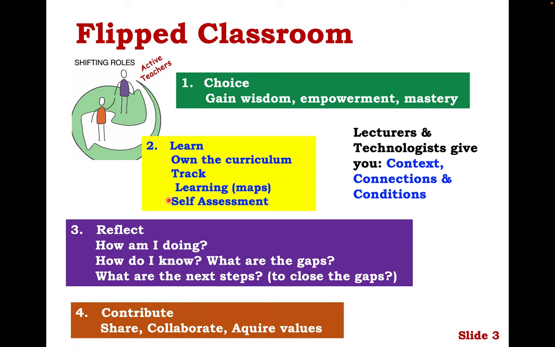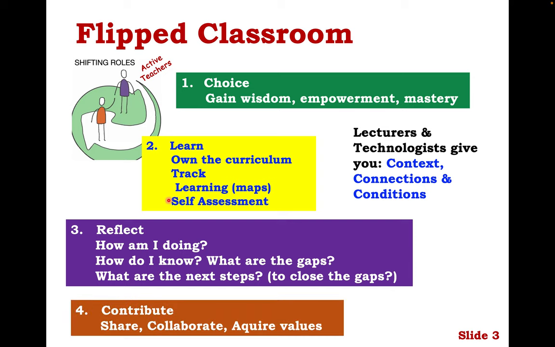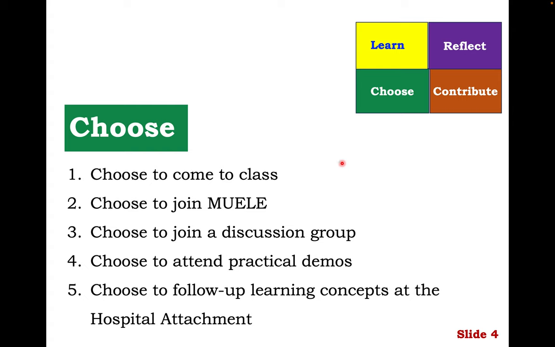After the reflection, you're going to contribute, share, collaborate, and acquire values. And by this, you'll be closing the gaps that you didn't know, with your friends and your peers and your lecturers contributing towards your learning. So let's look at these four concepts in detail: choice, learning, reflection, and contributing. You're going to be active. You're not going to be laid back. So these are the four concepts. You choose, you learn, reflect, and contribute.